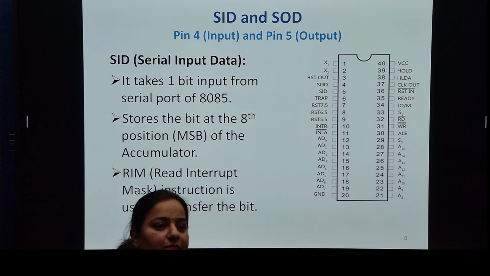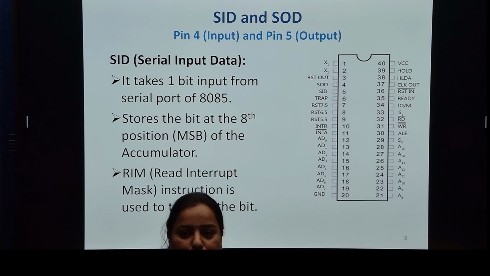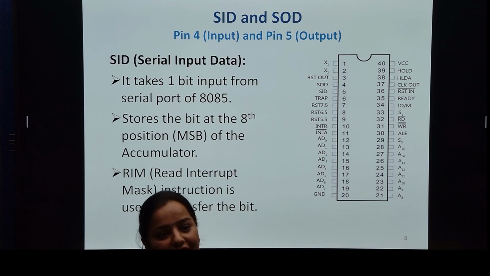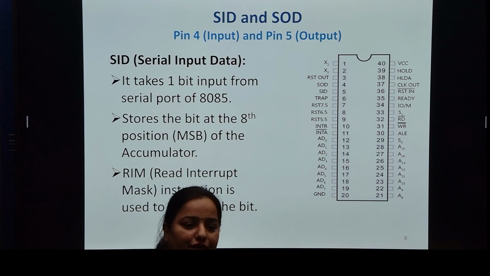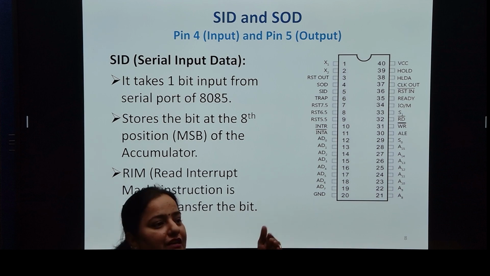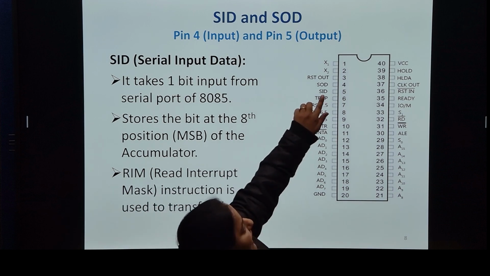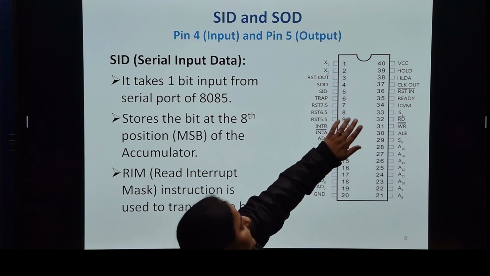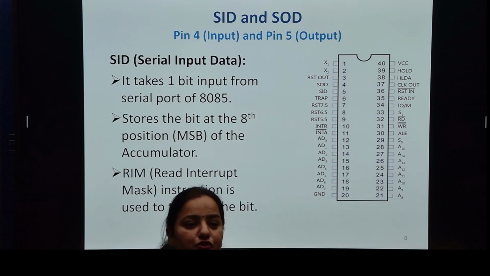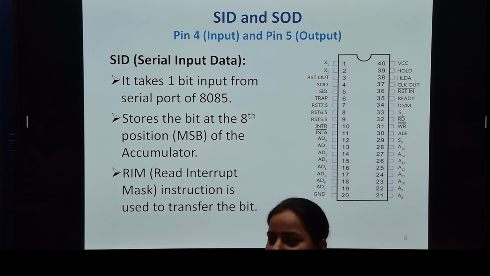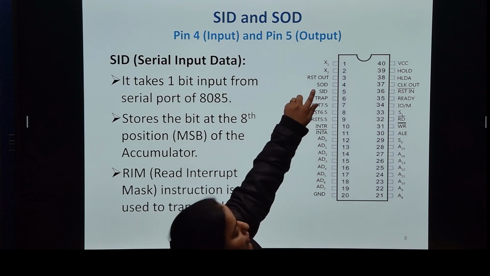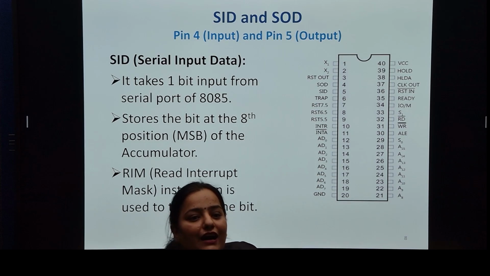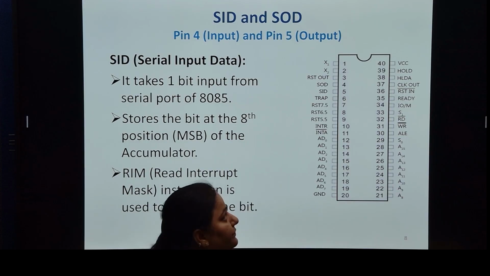So what are these pins? SID means serial input data. Whenever any peripheral device wants to transfer data to the microprocessor, it will transfer one bit at a time using the SID pin. Similarly, if the microprocessor has to transfer data to any peripheral device connected to it, we use SOD. SOD will transfer the data to the peripheral device one bit at a time.